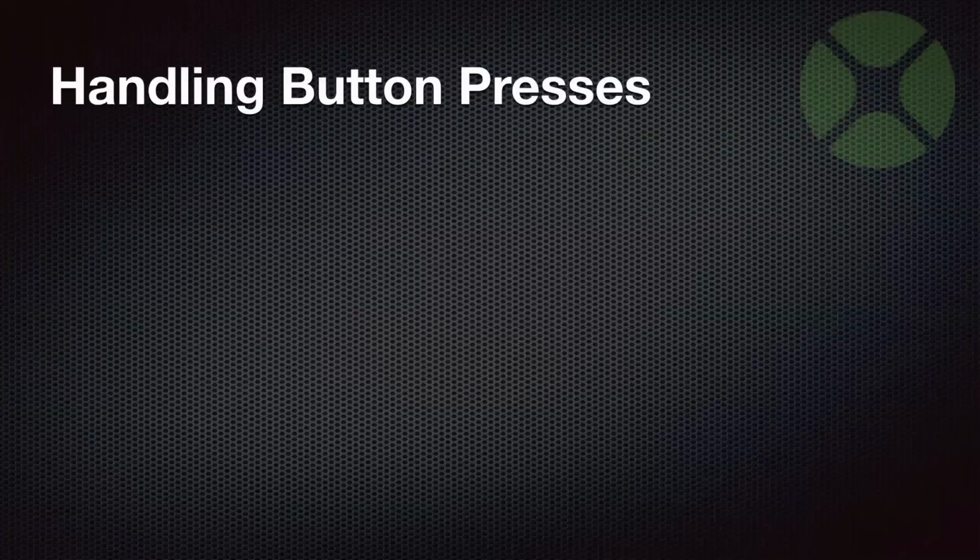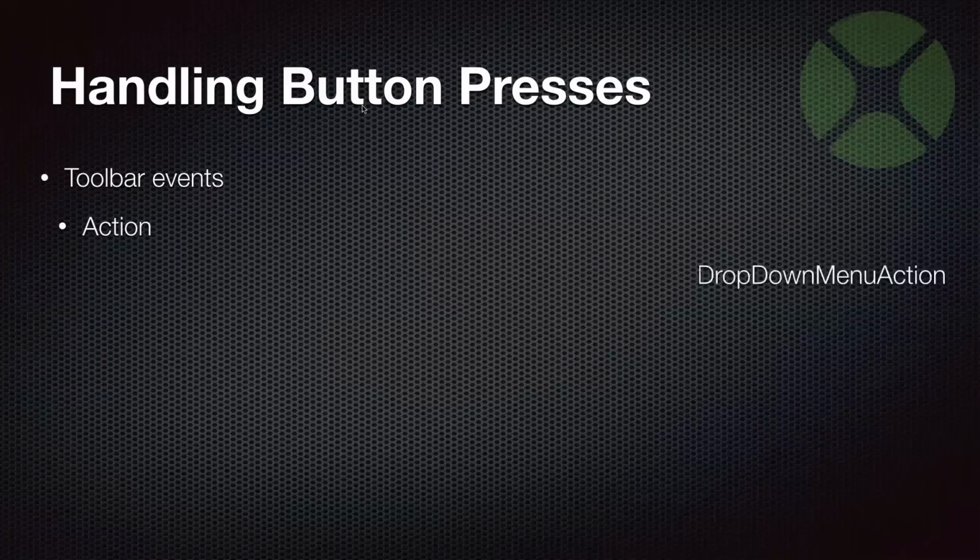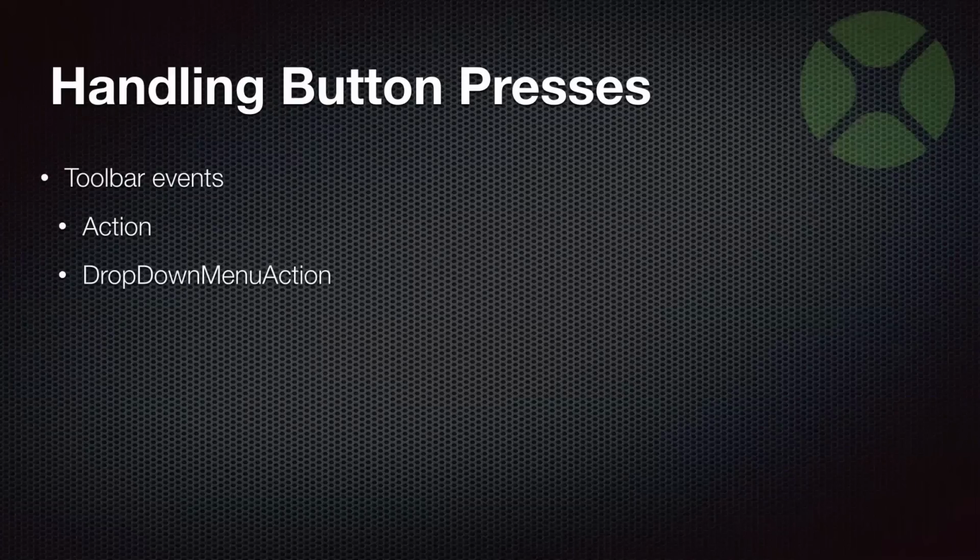Once your toolbar is all ready and running, how do you handle the button presses? Well, there's toolbar events for that. Two in particular. The action event is called for regular button presses, and then the drop-down menu action is called for the button that has a menu on it, to tell you which menu item was selected.